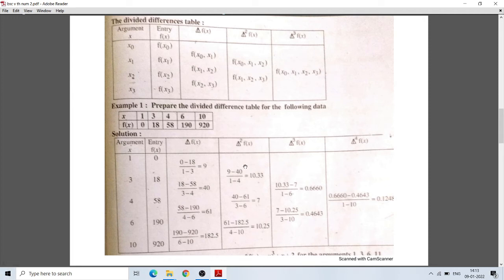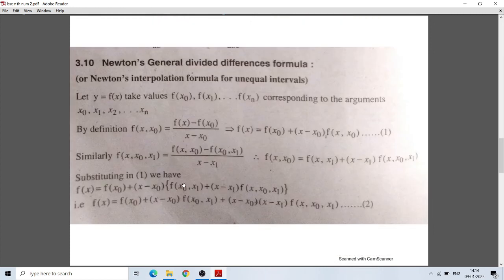I will explain the second one once again. First divided differences are very easy, but for second divided differences we have 9 minus 40 divided by 1 minus 4. Then it is like this only: 40 minus 61 divided by 3 minus 6. Then next one, 61 minus 182.5 divided by, like this other orders also we can find. Now this is important: how we can find the divided differences table.